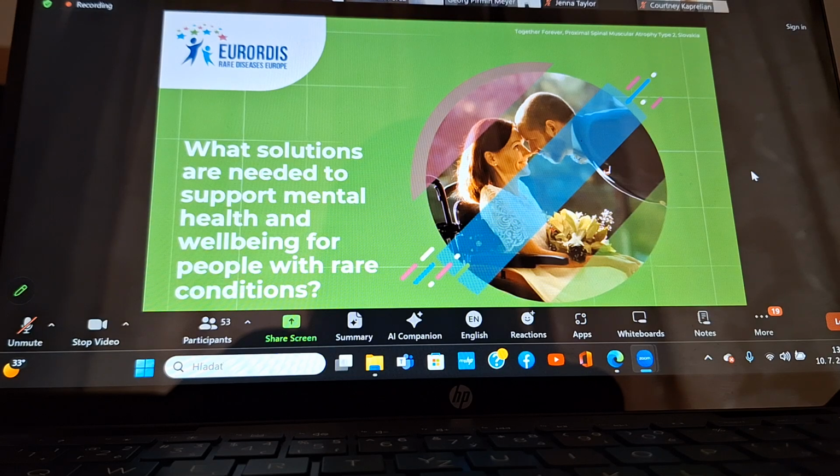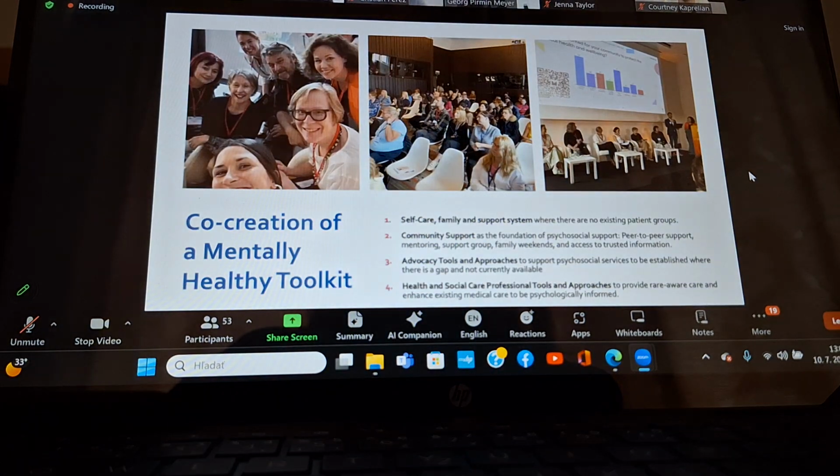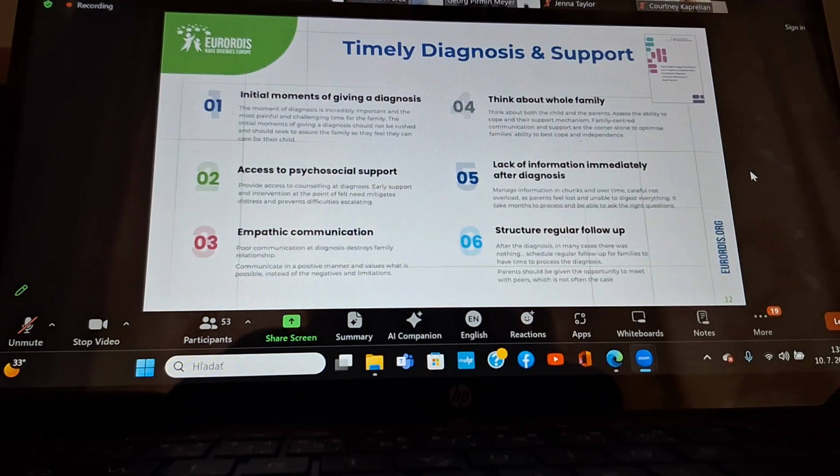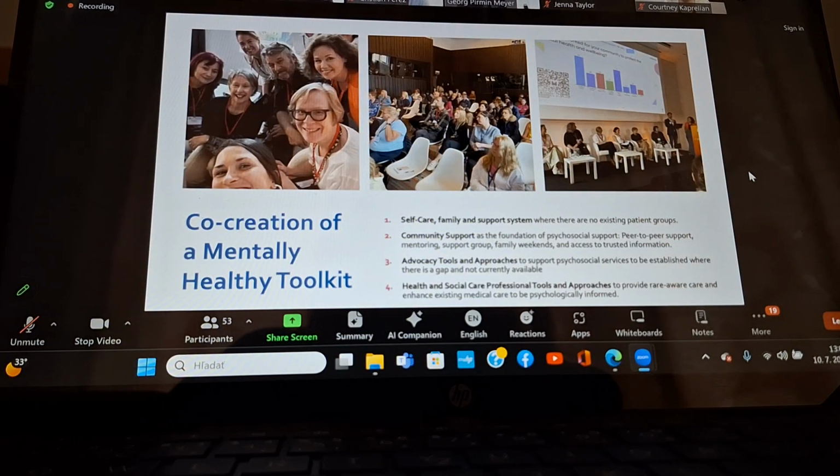So what solutions have we got? Eurordis have just launched the creation of a mentally healthy toolkit. We want to draw on good practice from all the people in the rare disease community to identify approaches which can be scaled up and applied to your community. So we're working on this now. It was launched last month. We aim to get it done by the end of this year. And these are tools and resources which your community can use.